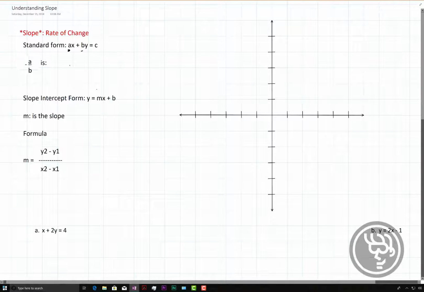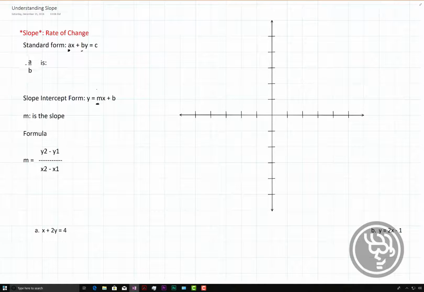In slope-intercept form, the beauty is that your m is right here, and that's your slope. Immediately you see what your slope is because it's right in front of you. The actual formula for m, if you have 2 points, is y2 minus y1 over x2 minus x1.